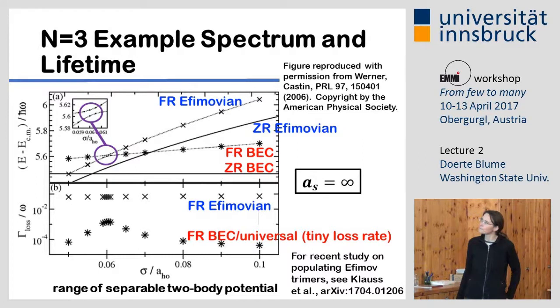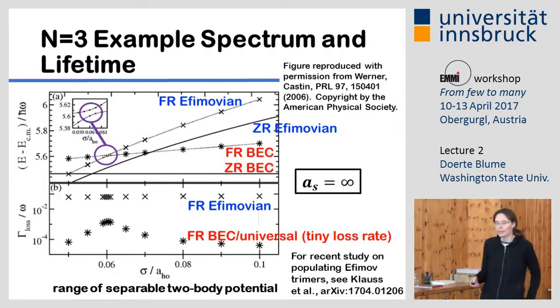So this is the strongly interacting regime, and clearly there's a dependence on the three-body parameter. As the range of the interaction potential is changed, the three-body parameter actually changes, and that's why this Efimovian state is really changing with the range of the two-body potential.